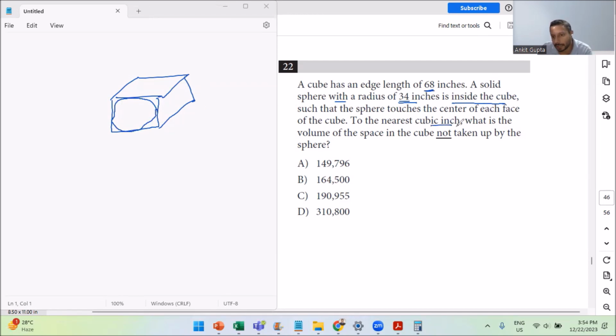To the nearest cubic inch, what is the volume of the cube not taken up by the sphere? That means we have to subtract the volume of the sphere from the volume of the cube, right? We know volume of cube is side cubed. So it will be 68 cubed minus the volume of the sphere with a radius of 34 inches, which is 4/3 pi r cubed, so 4/3 pi into 34 cubed. You can use your calculators and you'll end up getting the answer as option A, which is 149796.